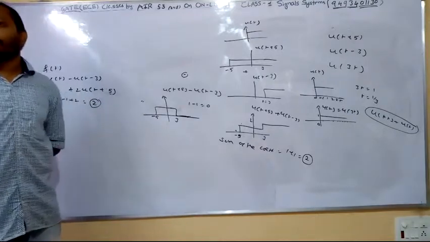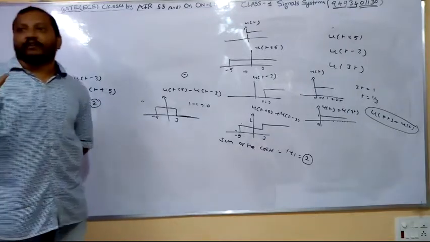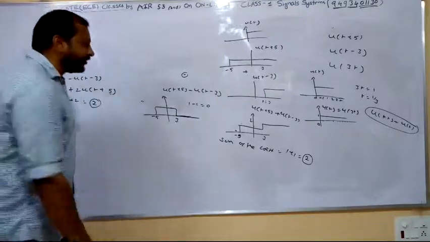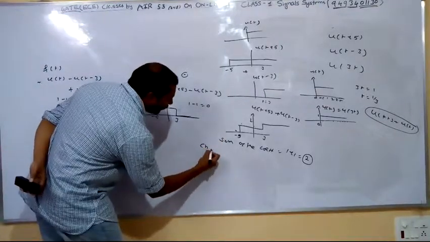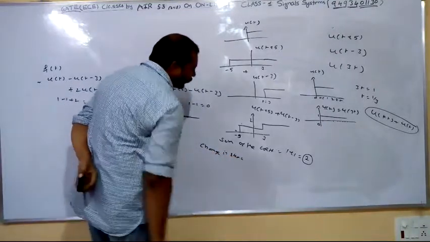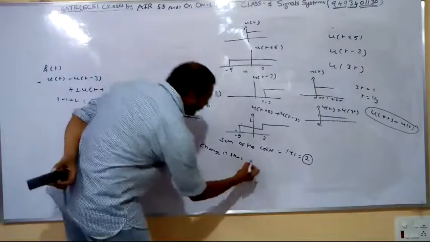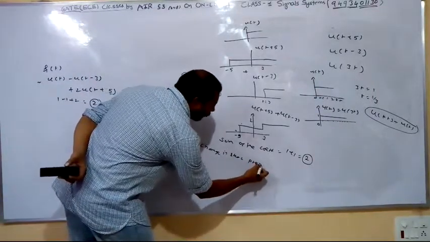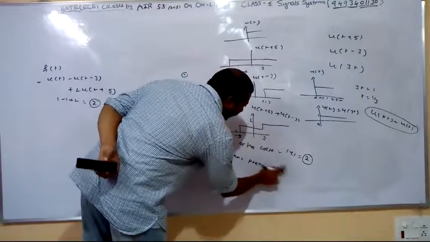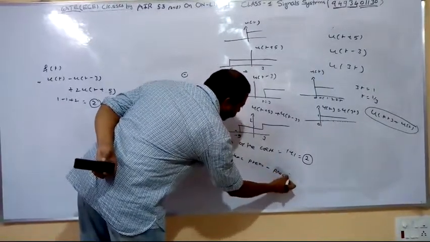At what instance will the step change occur? How much step change will occur? Step change is equal to the present value minus the previous value.